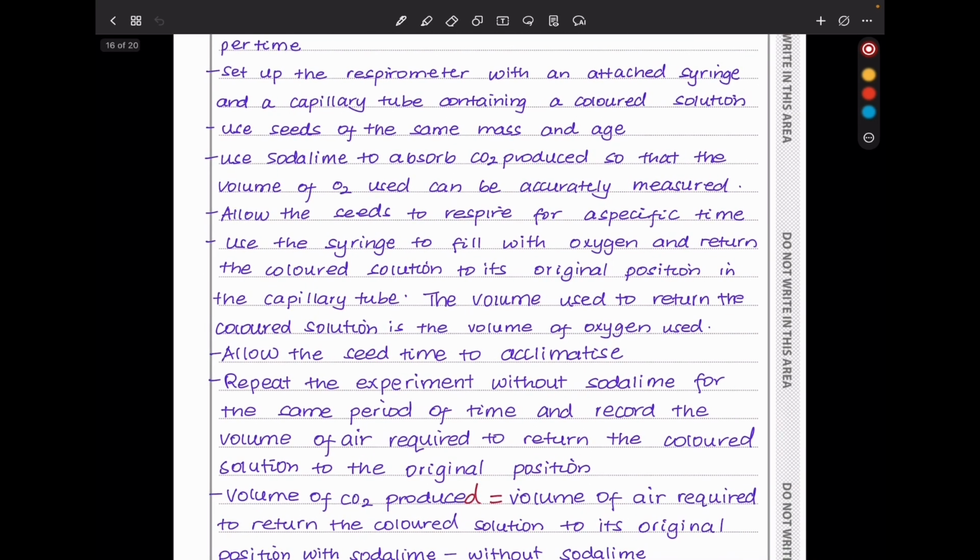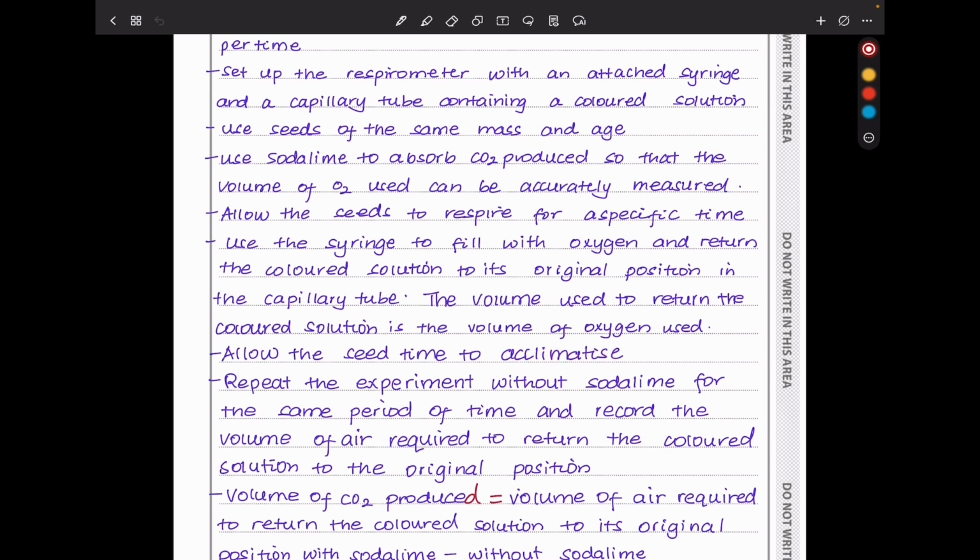Allow the seeds to respire for a specific period of time, meaning in each experiment that time has to be kept constant. Use the syringe to fill the volume of oxygen to return the colored solution to its original position in the capillary tube. The volume used to refill, or the volume used to return the colored solution to its original position, is the volume of oxygen that has been used. So allow the seeds time to acclimatize.